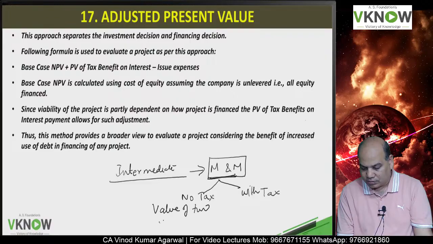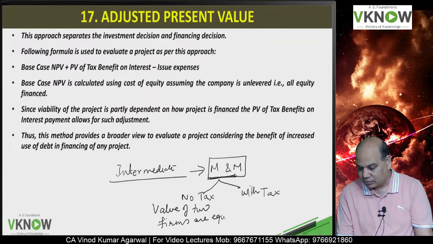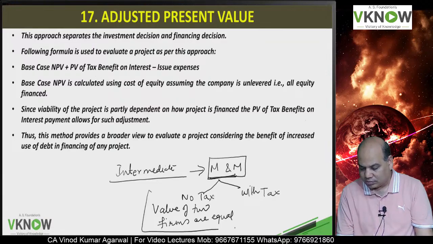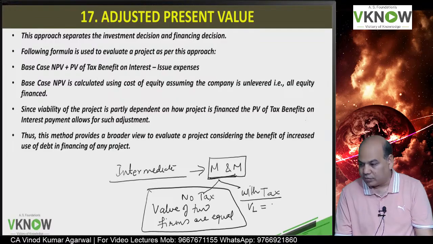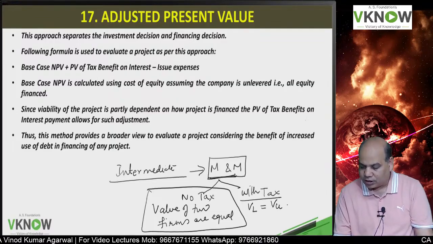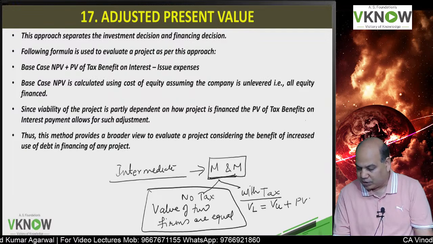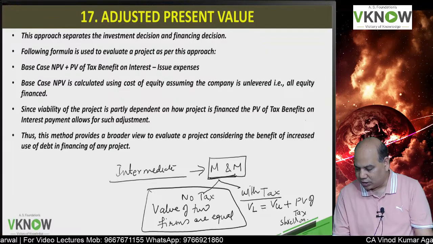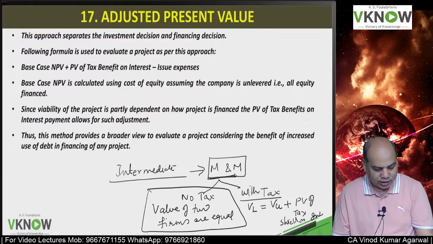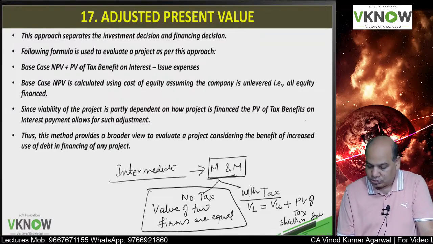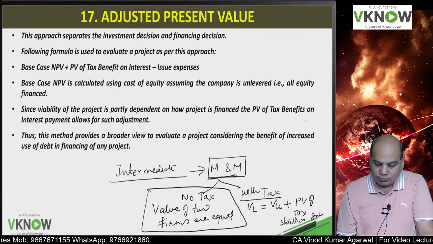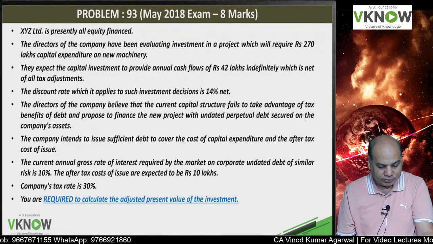value of two firms are equal. If there is no taxation, value of two firms are equal. That is the Modigliani and Miller theory. But if there is taxation, value of a levered firm is equal to value of an unlevered firm plus PV of tax shield on interest. Using the same logic, we are now going to compute adjusted present value also. First compute as if the firm is an equity financed company.